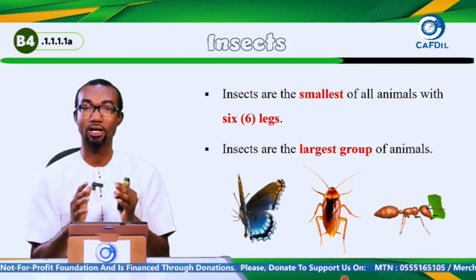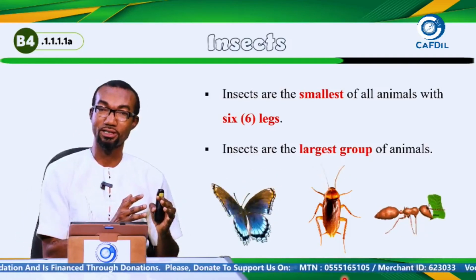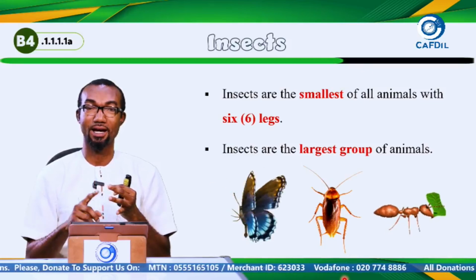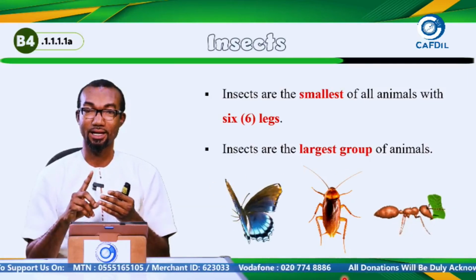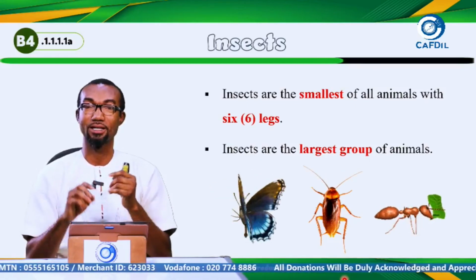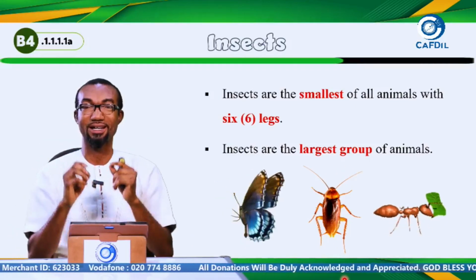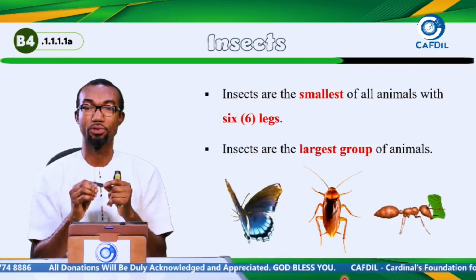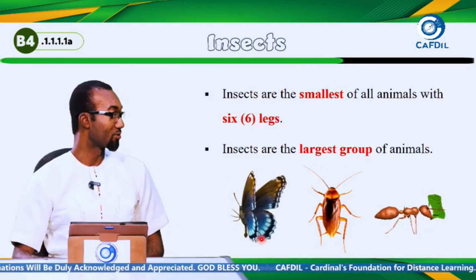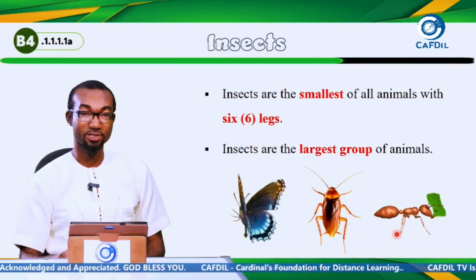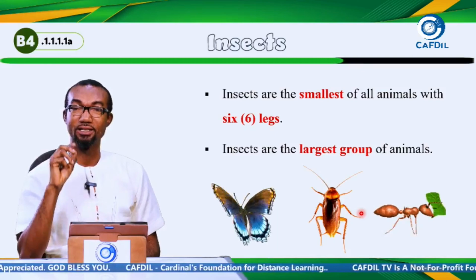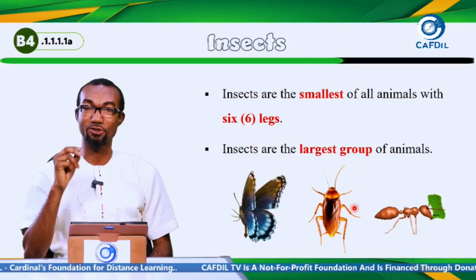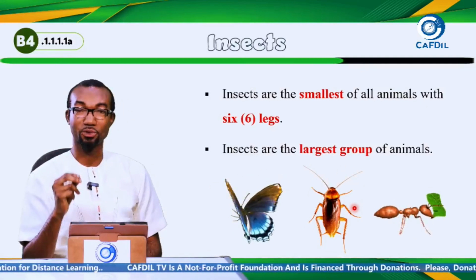And in grouping all animals, as we saw at the beginning of the lesson, you'll be able to classify animals as insects, as birds, as mammals, as amphibians and reptiles. If you look at all these groups of animals, the largest of them is the insect. So insects are the largest group of animals. So all these animals you see here are insects. Why do we call them insects? Because one of the features they possess is that they have how many legs? 6 legs. So remember that insects are the smallest of all animals with 6 legs.